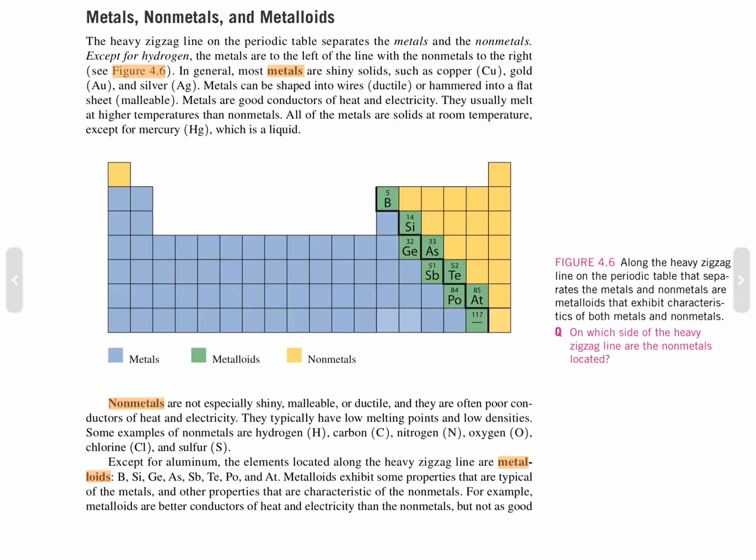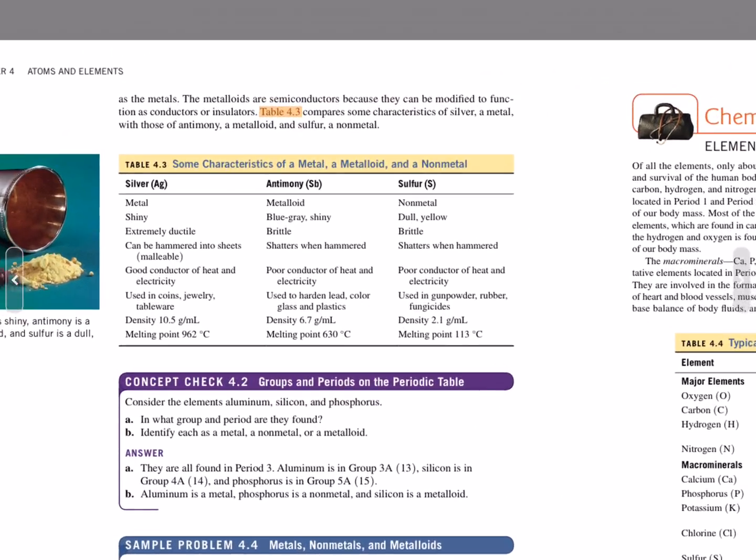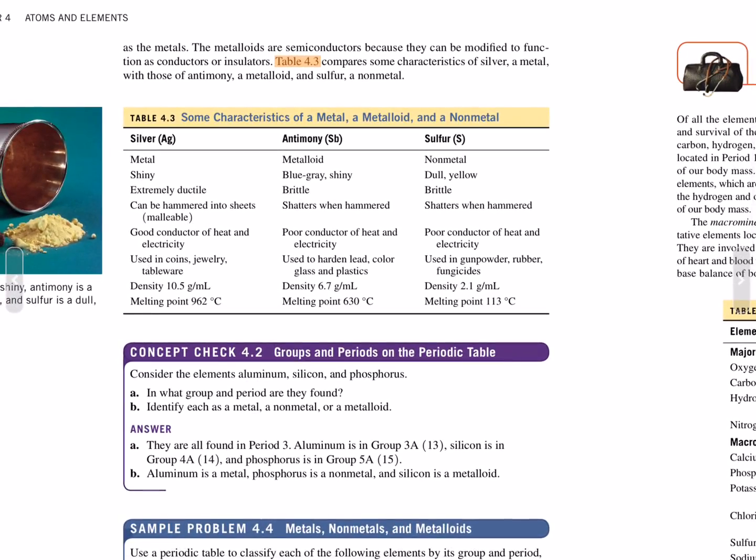Except for aluminum, the elements located along the heavy zigzag line are metalloids: boron, silicon, germanium, arsenic, antimony, tellurium, polonium, and astatine. Metalloids exhibit some properties that are typical of the metals and other properties that are characteristic of nonmetals. For example, metalloids are better conductors of heat and electricity than nonmetals, but not as good as the metals. The metalloids are semiconductors because they can be modified to function as conductors or insulators.